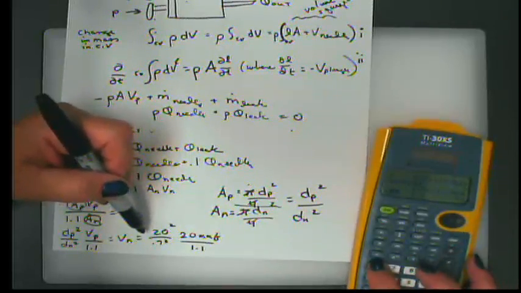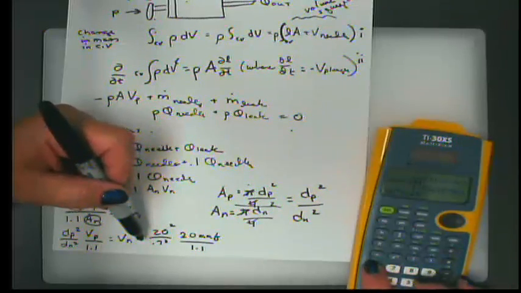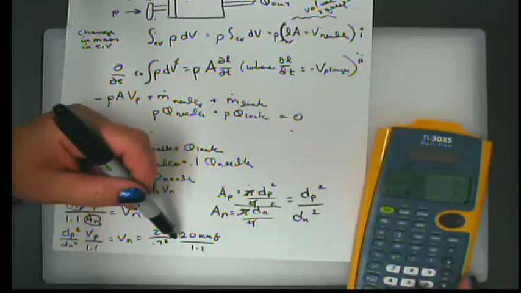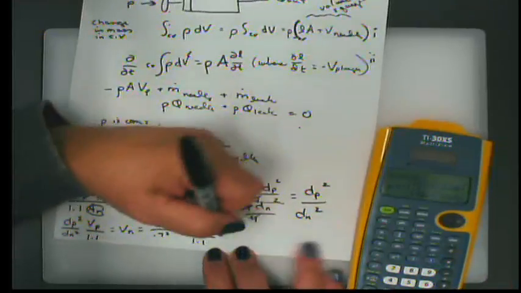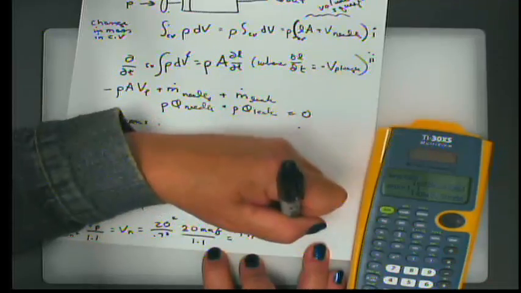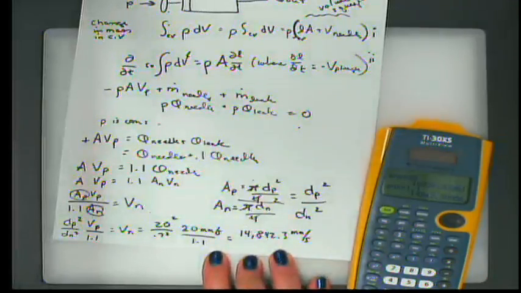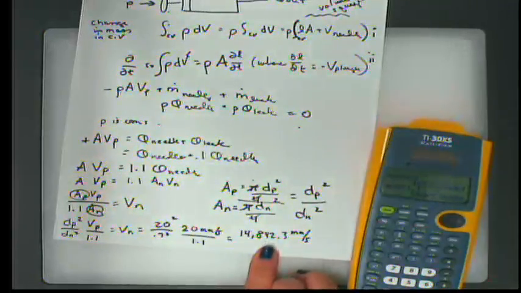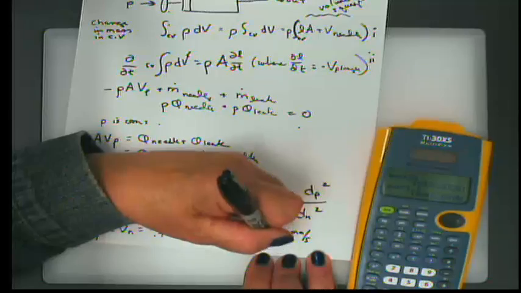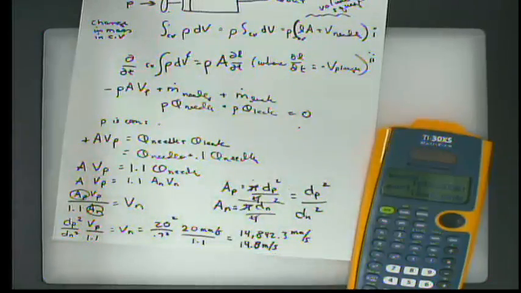So let's see what that looks like. 20 squared divided by 0.7 squared times 20 divided by 1.1. And that value is 14,842.3 millimeters per second. And that's a very large number, so we might be just better off converting that to meters per second by dividing that value by 1,000. And we get that the velocity of the fluid coming out of the needle is 14.8 meters per second.